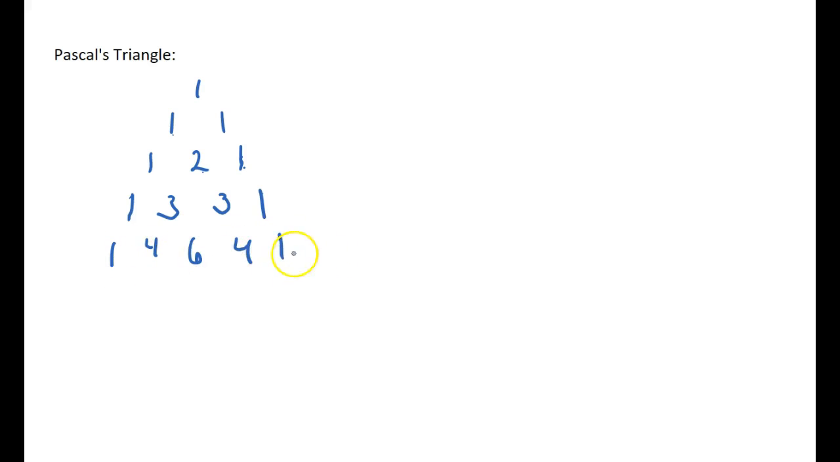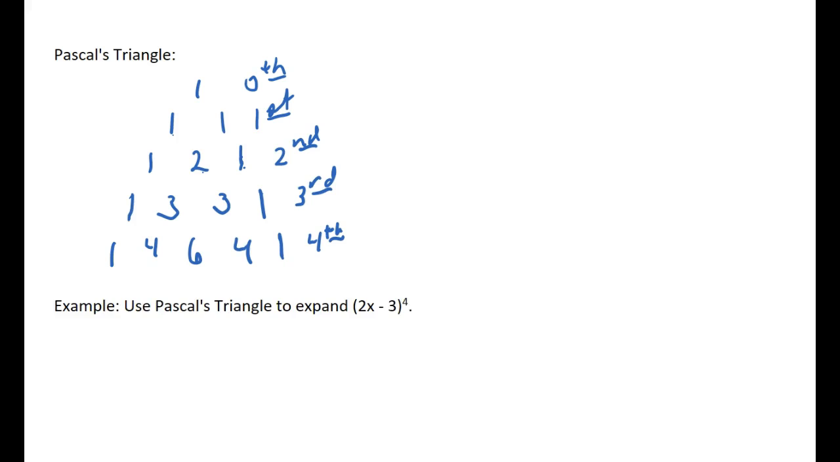Now, guess what? These numbers are the coefficients of your binomial expansion. We call this the 0th row. This is the first row. This is the second row, third, and fourth. Okay? So let's use Pascal's triangle to expand 2x minus 3 to the fourth.